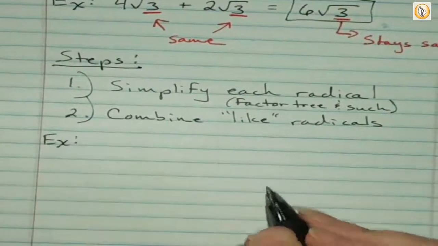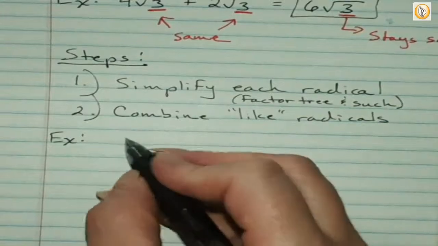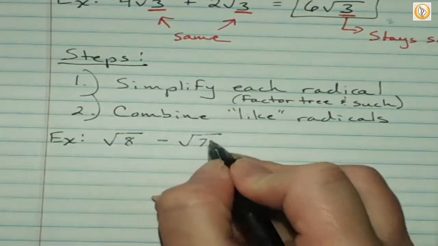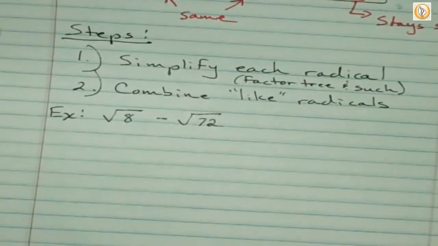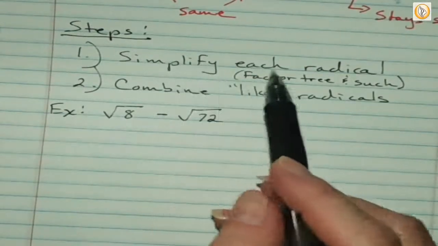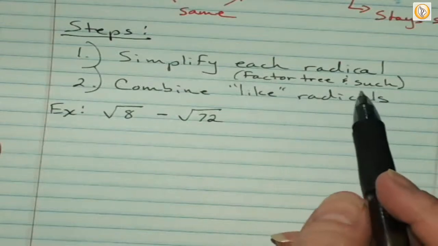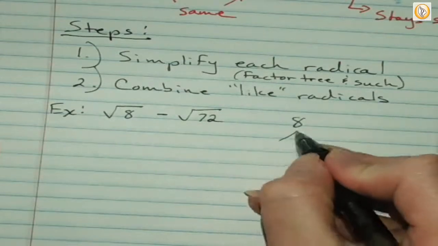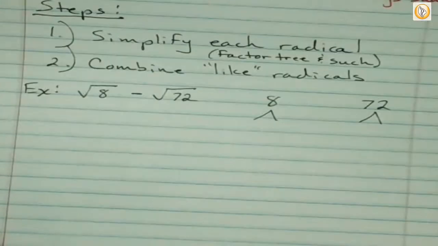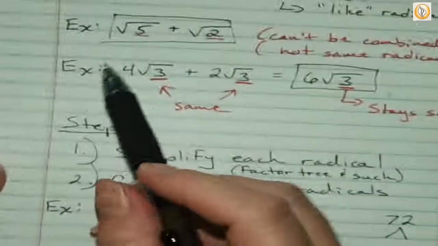For example, they're not going to be as simple as this in the beginning. You might have something like this. We can't do it. Well, wait. What's step 1? Simplify each radical. Factor tree and such. So we're going to simplify each radical. So that's only with subtraction? No. That's it.